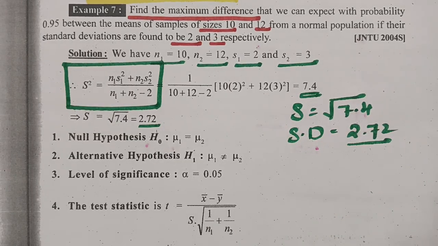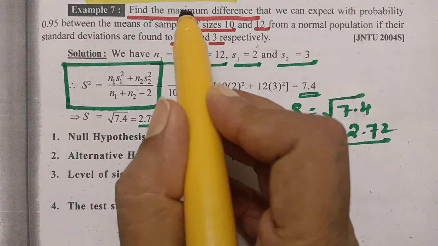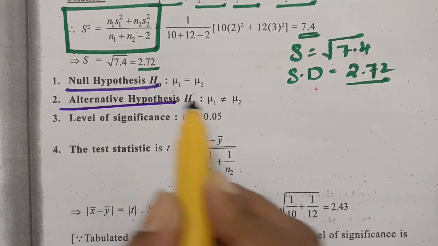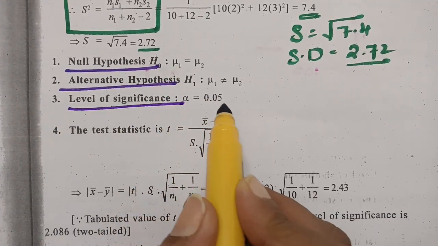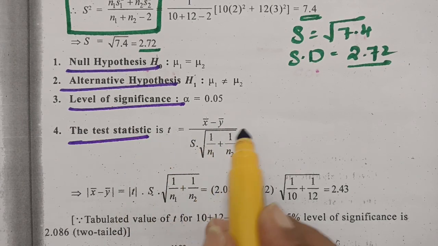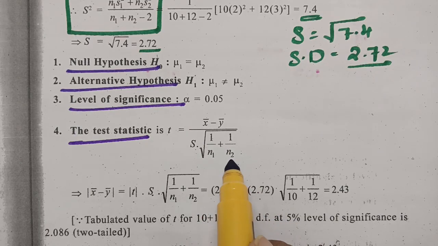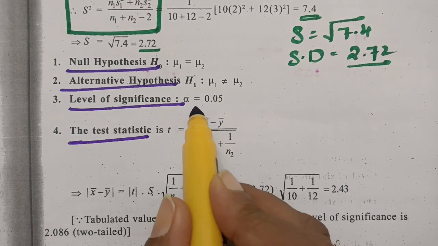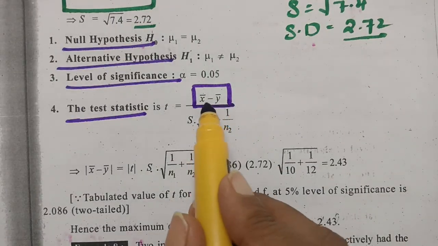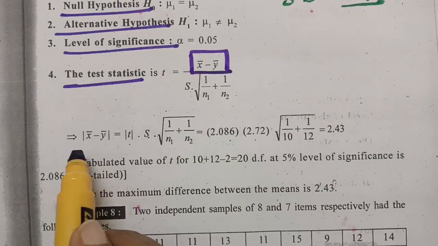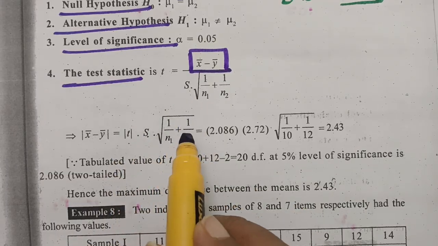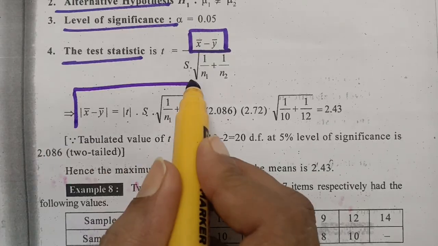So next, we have to go with the 5 points. We need the maximum difference. So for the null hypothesis, as usual, mu1 equal to mu2, alternate hypothesis mu1 not equal to mu2, level of significance 0.05, and the test statistic here is t is equal to x bar minus y bar by s into root over 1 by n1 plus 1 by n2. So if you observe, this is the maximum difference. We have to find the maximum difference here, and therefore x bar minus y bar is equal to modulus of t times s into root over 1 by n1 plus 1 by n2. This is the formula for the maximum difference.